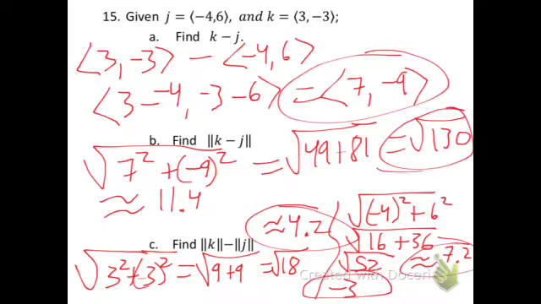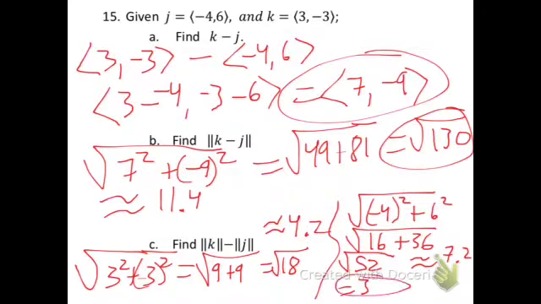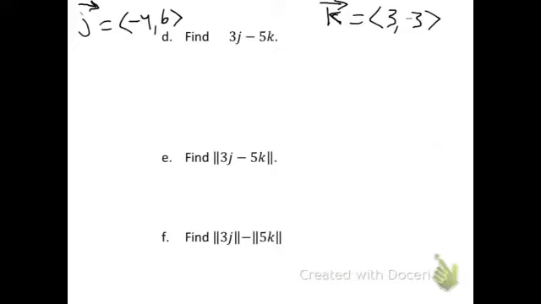So negative 3 doesn't match up with the square root of 130, which is approximately 11.4. So that's just a little bit of extra trivia for you. So you're looking at about 3 for your answer there in part C.